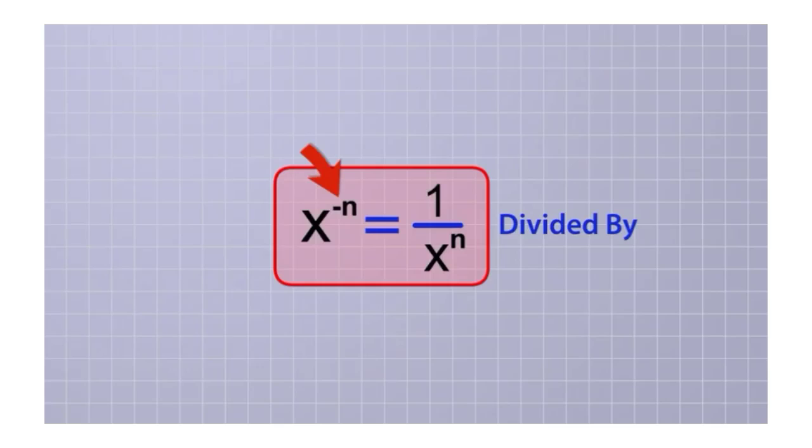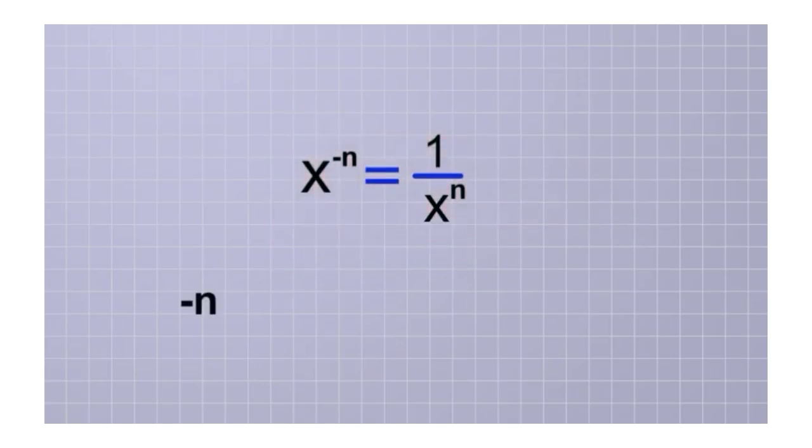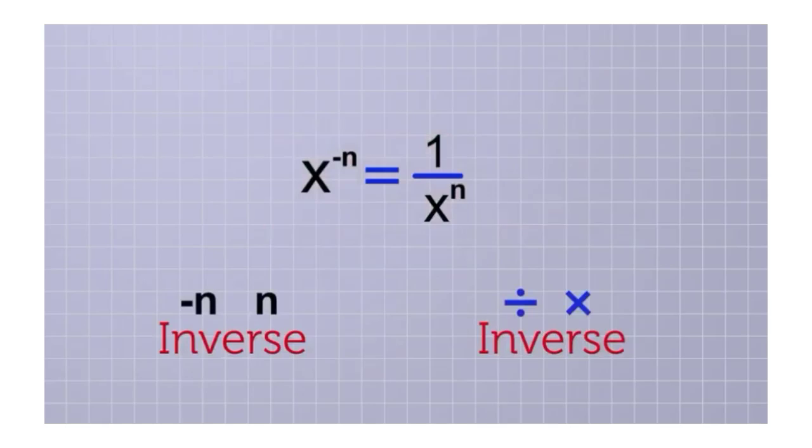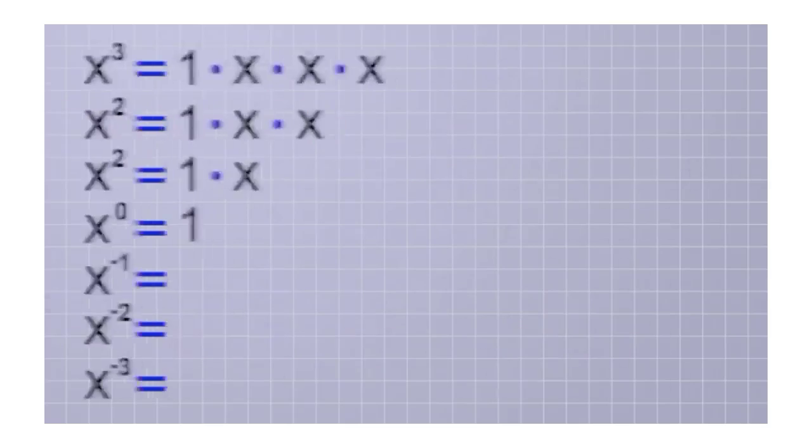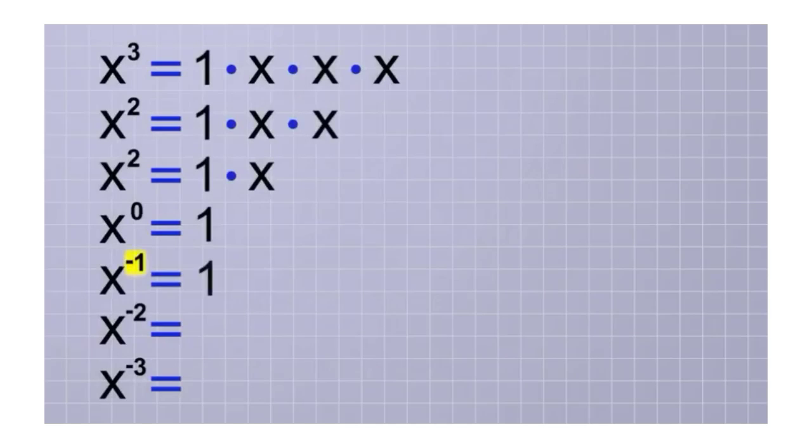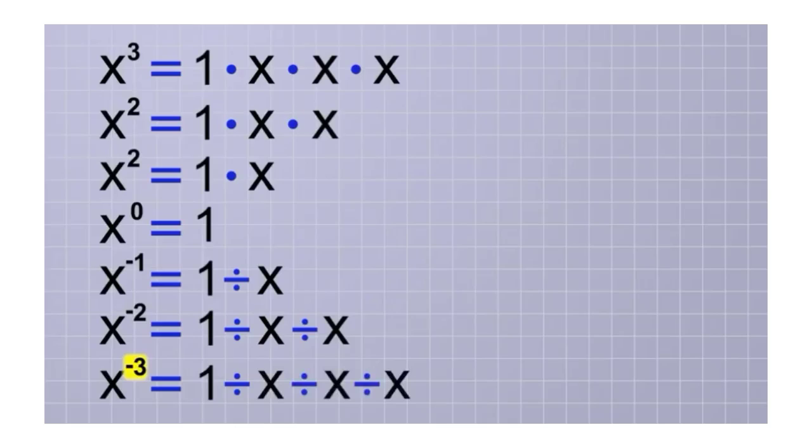And if you think about it, that kind of makes sense. A negative number is the inverse of its positive counterpart. And division is the inverse operation of multiplication, right? So a negative exponent is basically repeated division. X to the -1 would be 1 divided by x. X to the -2 would be 1 divided by x divided by x. X to the -3 would be 1 divided by x divided by x divided by x, and so on. Seeing it like this makes the pattern clear.